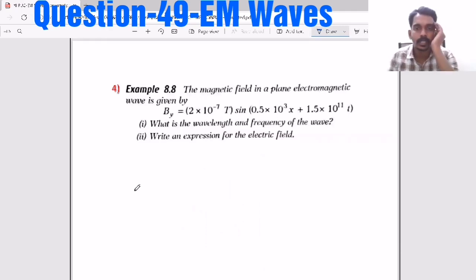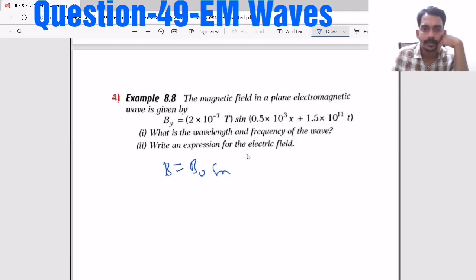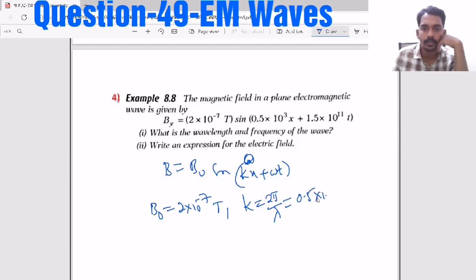Now one more example, based on the wave equation. The magnetic field in a plane electromagnetic wave is given by the expression they have given, and you can compare it with B naught into sine of kx plus omega t, or omega t plus kx. In the place of B naught, they have given 2 into 10 power minus 7 Tesla. The x coefficient is k, the wave number 2 pi by lambda, that is 0.5 into 10 power 3. The t coefficient is omega, that is 1.5 into 10 power 11 radian per second.